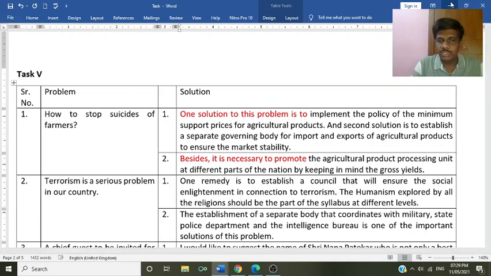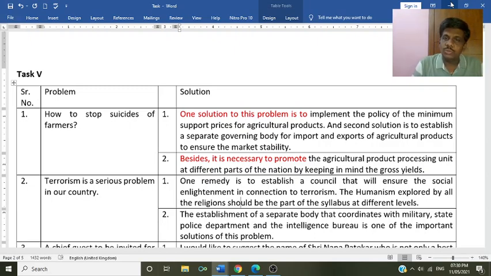In the last few sessions we were discussing group discussion, and in this session we will complete this unit with a task that is prescribed to us in the textbook. So let us solve this task and try to understand the language expressions that we should use in a group discussion. See the problem, this task fifth problem: how to stop suicide of farmers. This is the problem given to you to discuss, and you are supposed to give the solution.